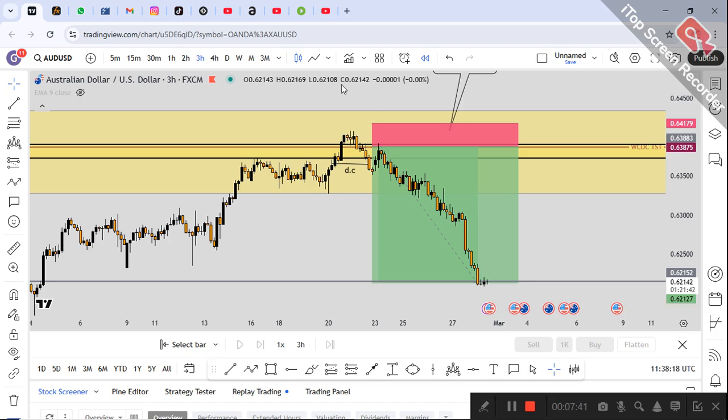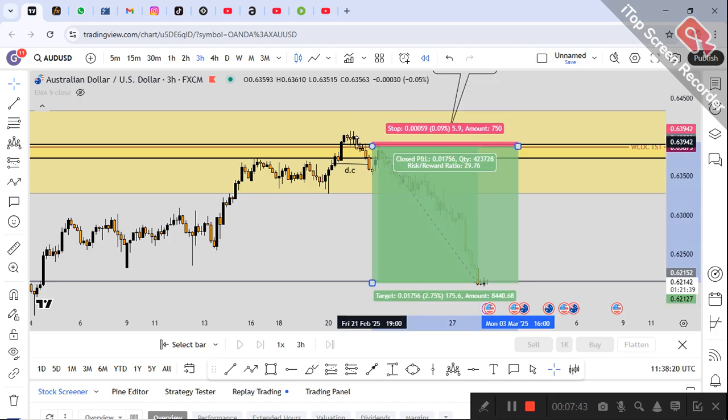And perhaps you could see here the drawdown was only 6 pips. Drawdown was only 6 pips with a TP of 175.